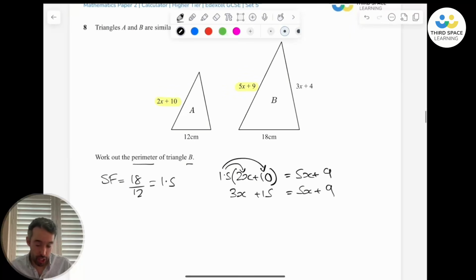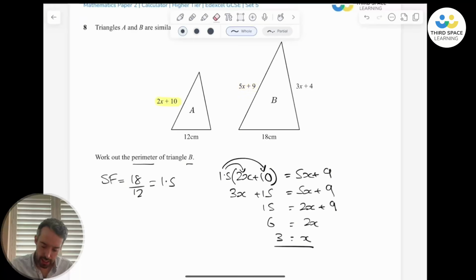Then let's rearrange it and solve it. So if I take away 3x from both sides, we'll get 15 equals 2x plus 9. Take away 9 from both sides, we get 6 equals 2x. Divide by 2, we get x is equal to 3. Okay, this is good news. So let's now work out what this one is.